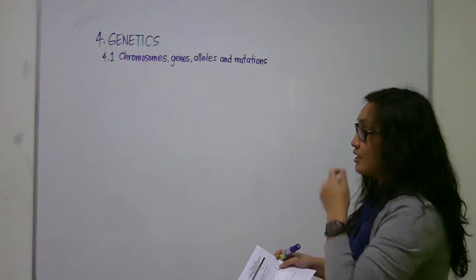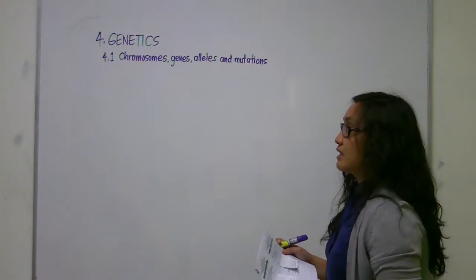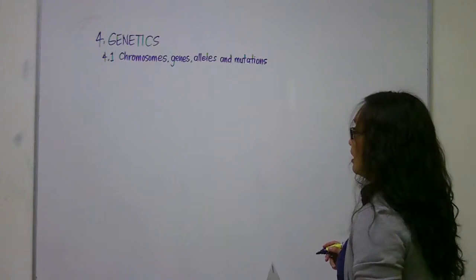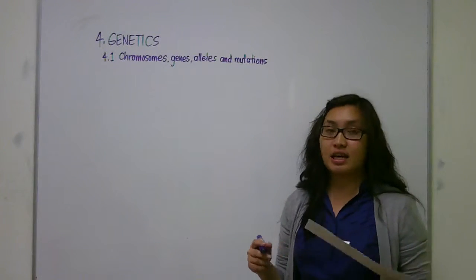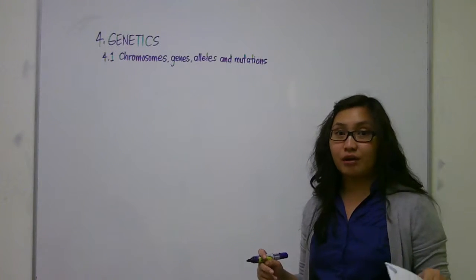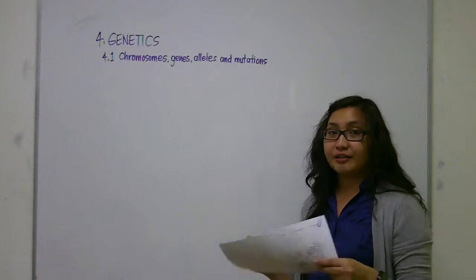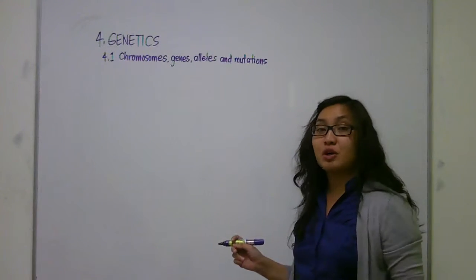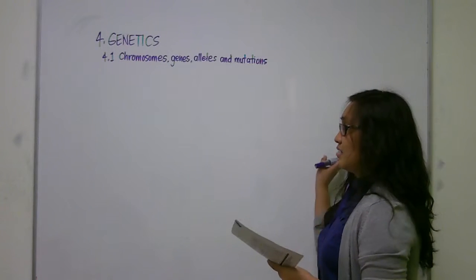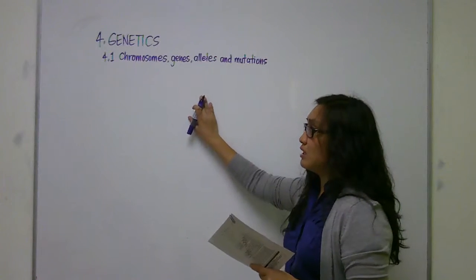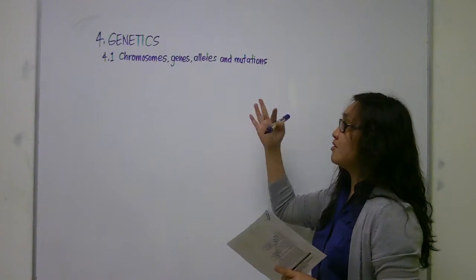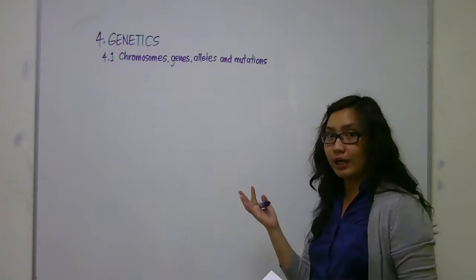So the first subtopic that needs to be discussed under genetics is the chromosomes, genes, alleles, and mutations. As we all know, genetics is the study of inheritance and variation of characteristics that these chromosomes are actually controlling. Since we are just in the first part, we just need to make an introduction of what the chromosomes, genes, alleles, and mutations are.